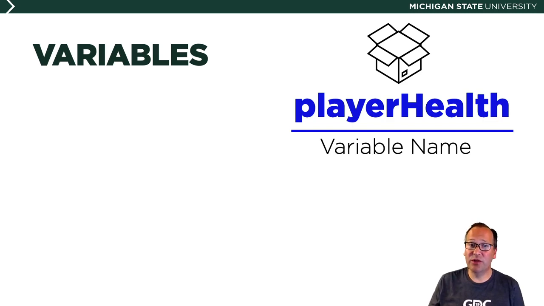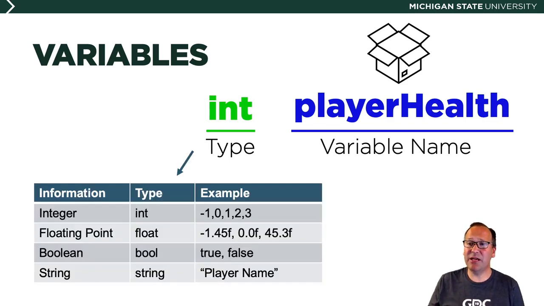When you create a variable, you also give it a data type. The type defines what type of information the variable stores. Common types are integers or whole numbers, such as -1, 0, 1, 2, and 3, floating point numbers that have a decimal place, such as -1.45, 0.0, and 45.3. In C#, we add an F after the floating point number to clarify that it's a floating point number. Booleans that are set to true or false, and strings that store a combination of characters.